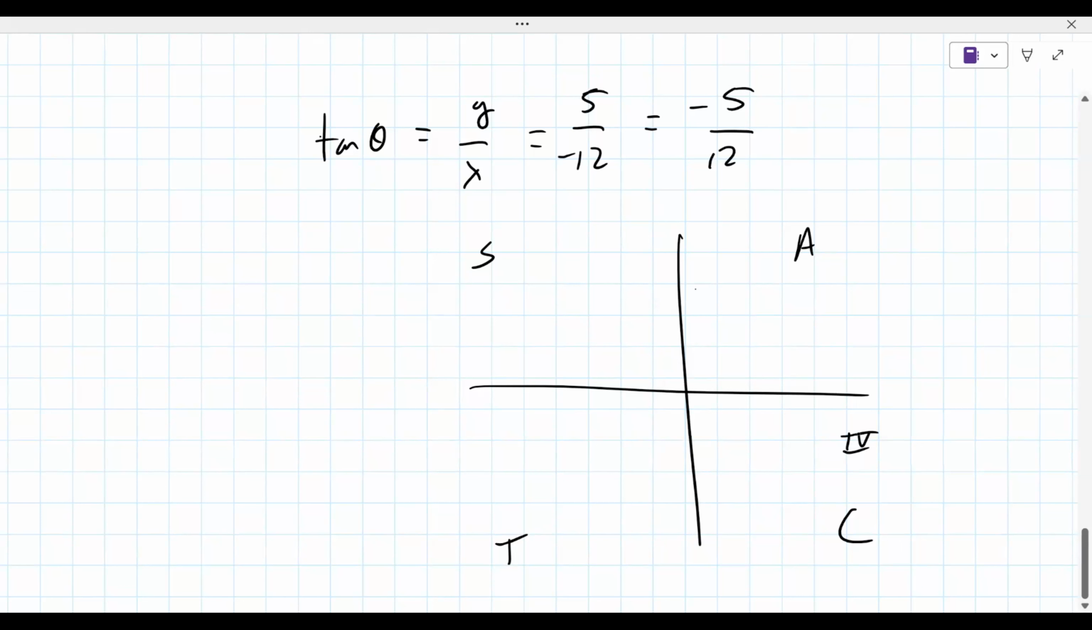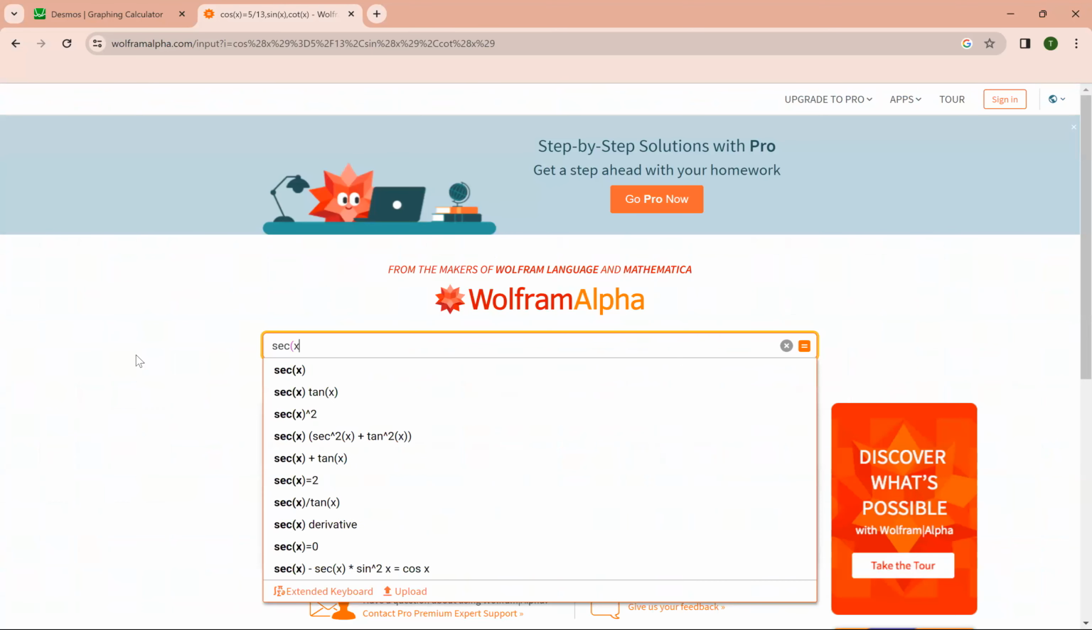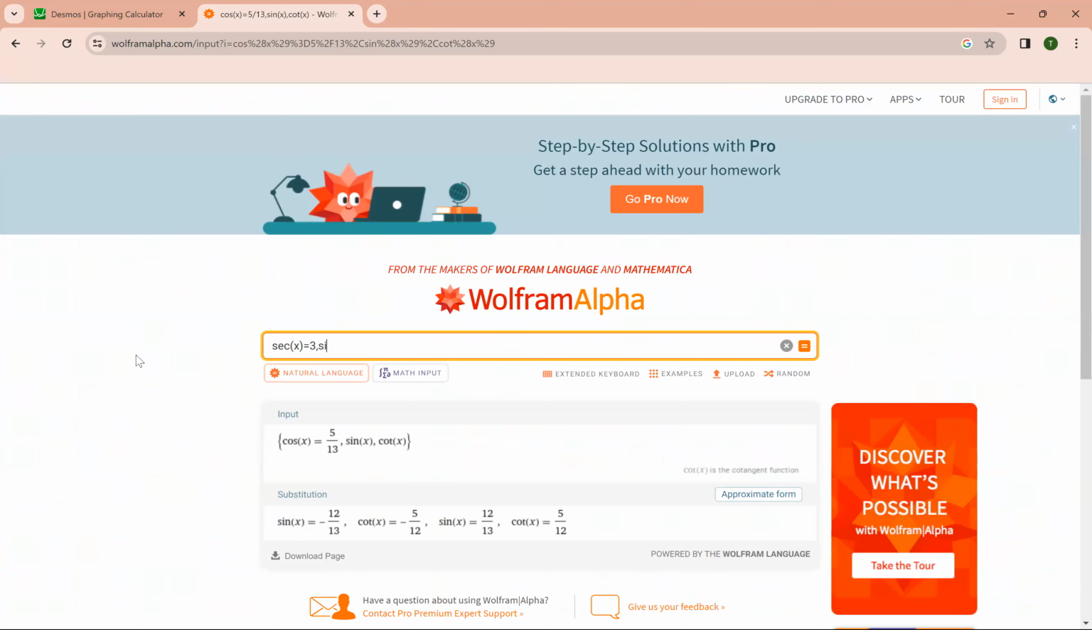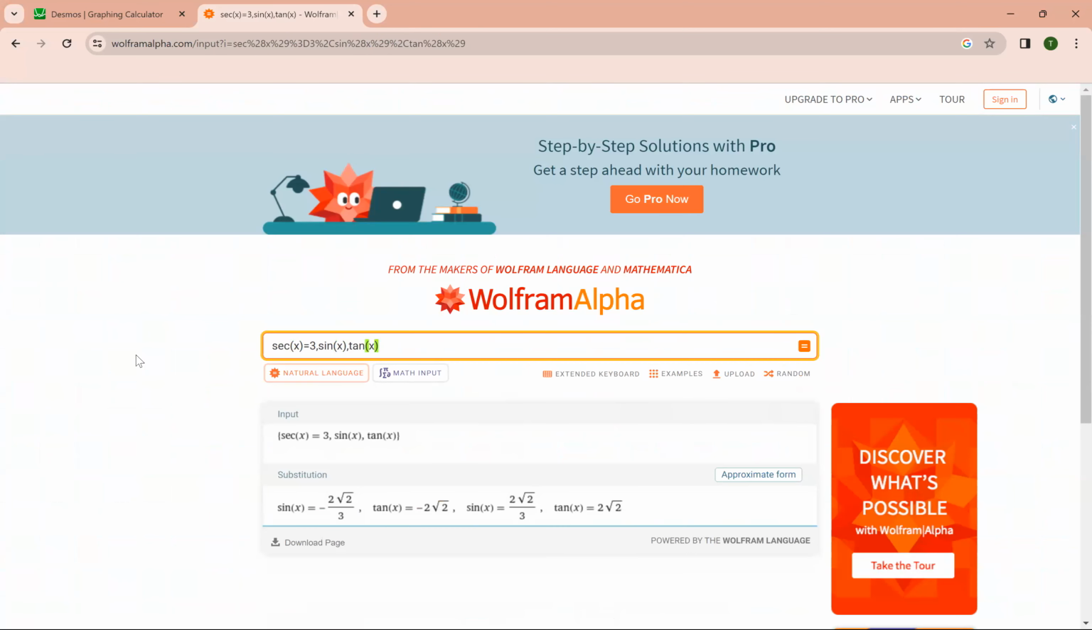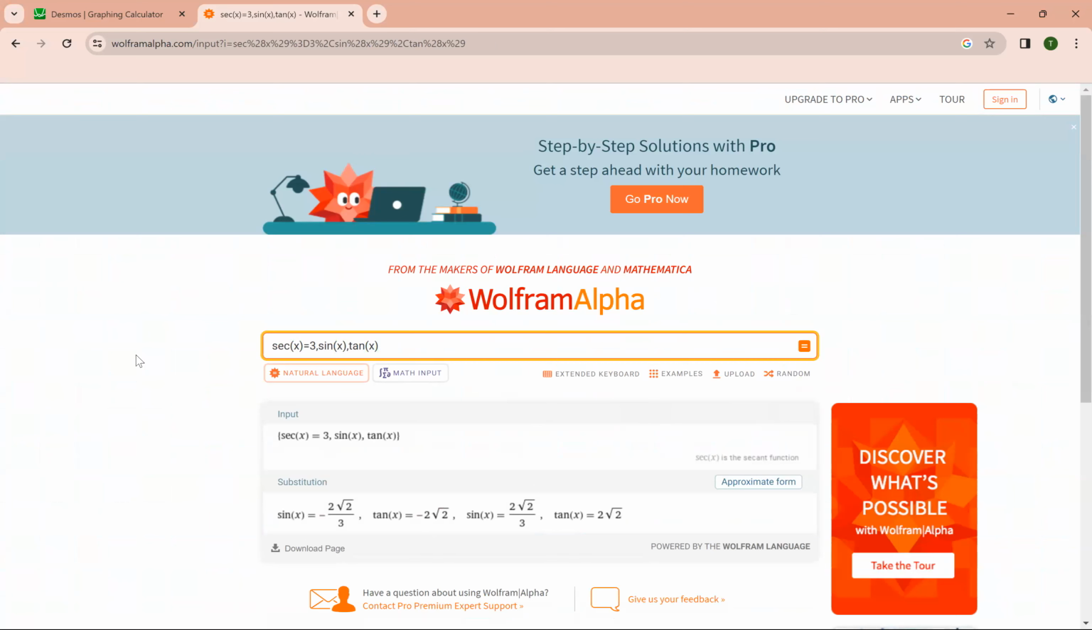Secant x is equal to 3. So secant theta equals 3. What is sine of x? They want the other one, tangent of x. In the fourth quadrant, sine is negative and tangent is negative. So sine is negative 2 root 2 over 3, and tangent is negative 2 root 2. Looks like that might be the first one. Yeah, it is.